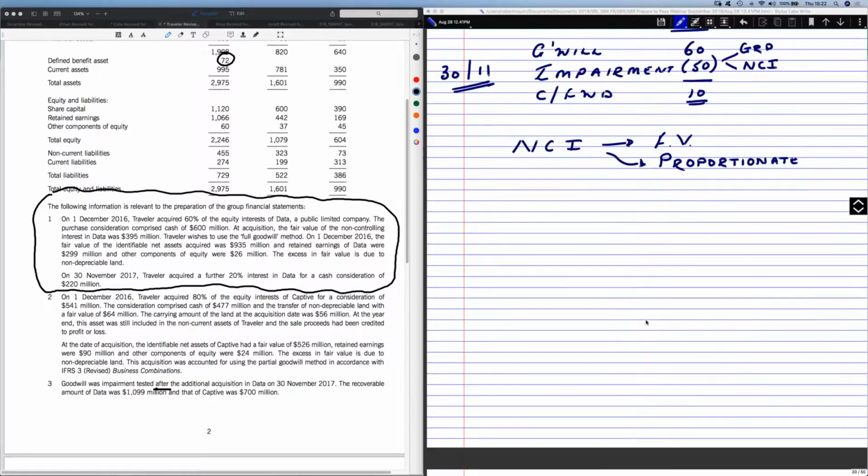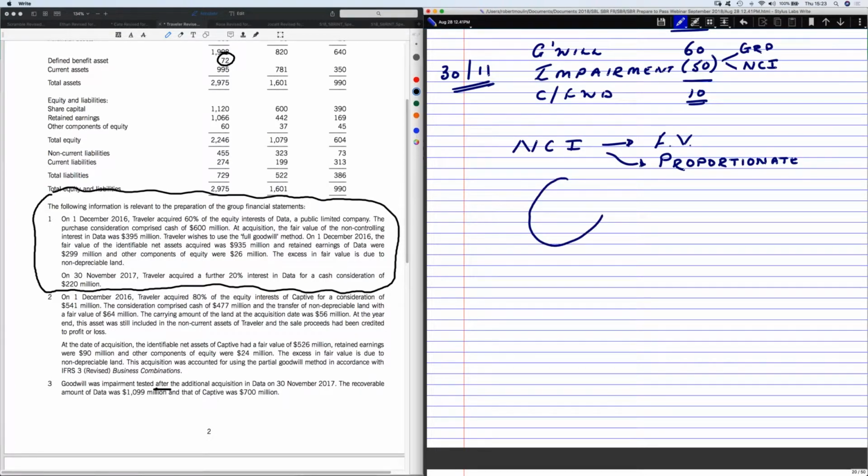Now, please remember this. I'm going to draw you a circle here, if my pen will work. That is 100%. That is a policy where the NCI is measured at fair value. Because where the policy for the NCI is fair value, we calculate the full goodwill. We calculate 100% of the goodwill. Okay, now let's change this and look at what I'm now going to do.